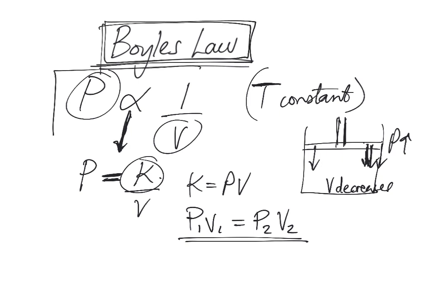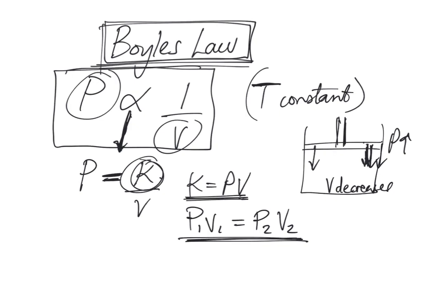We started by stating that pressure and volume have an inverse relationship, and then we explain how we can get our K, and then K is equal to PV, and that is how this relationship is established. That's Boyle's law. Then the other law we're going to talk about is Charles' law.